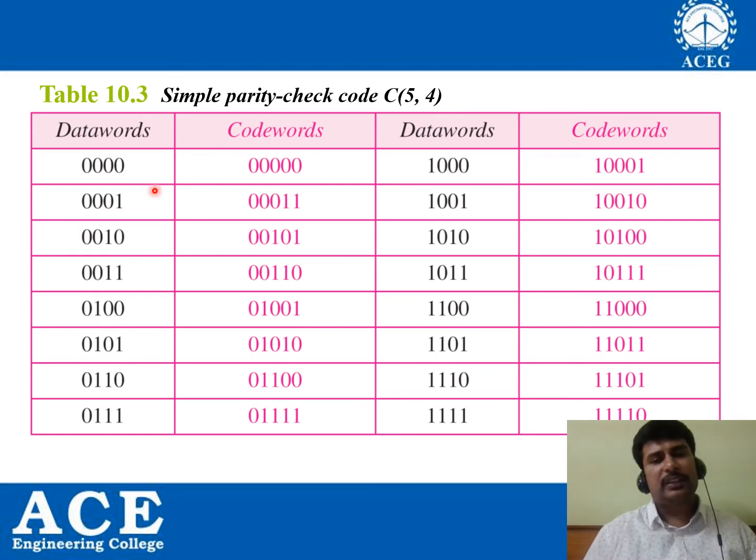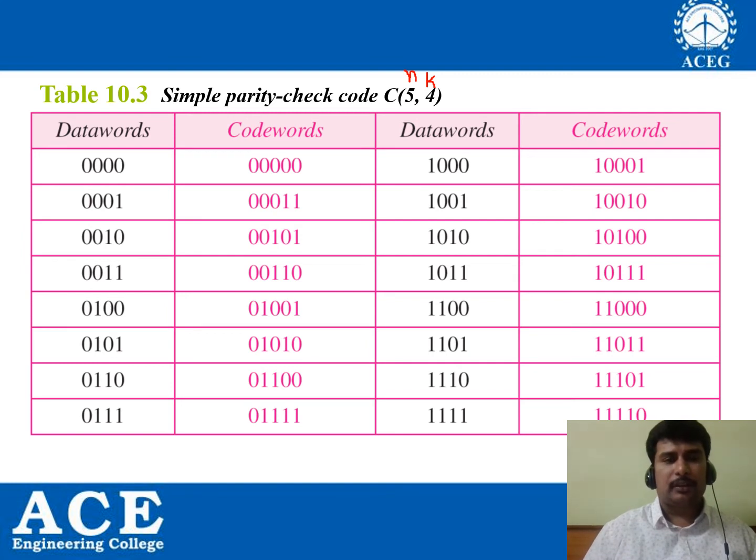So let us take a simple scenario of a simple parity check code C(5,4). Here 5 indicates the length of the code word, which is n, and 4 indicates the length of the data word, which is k.